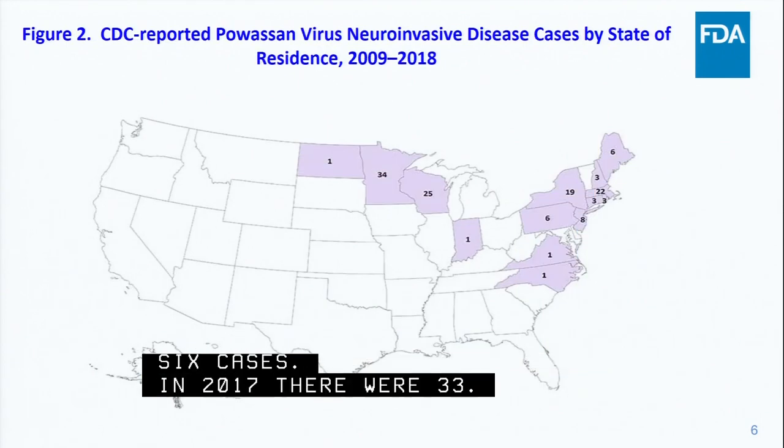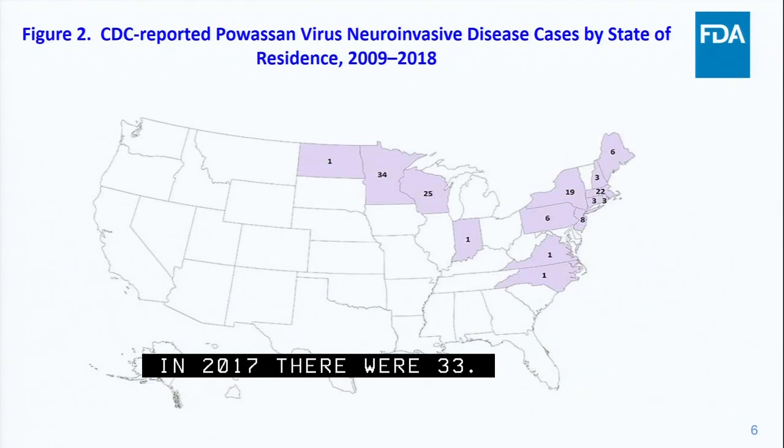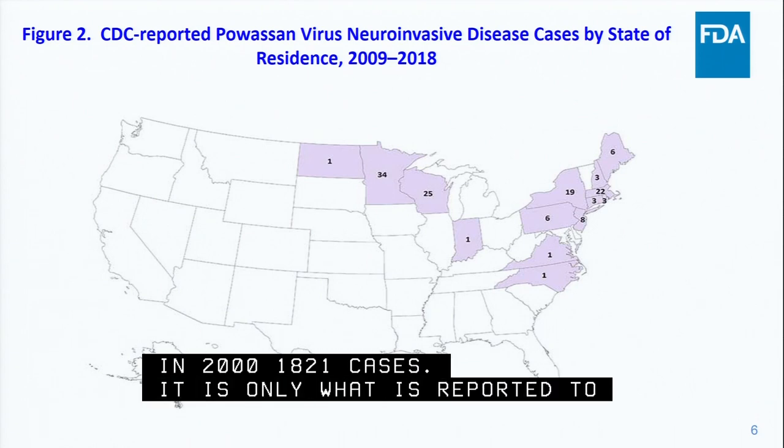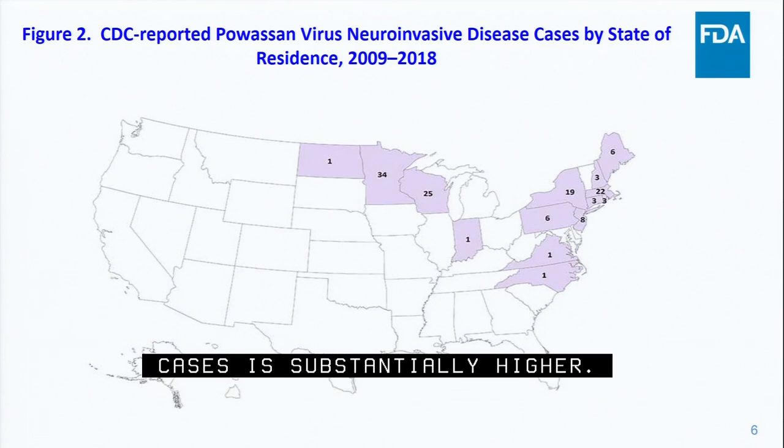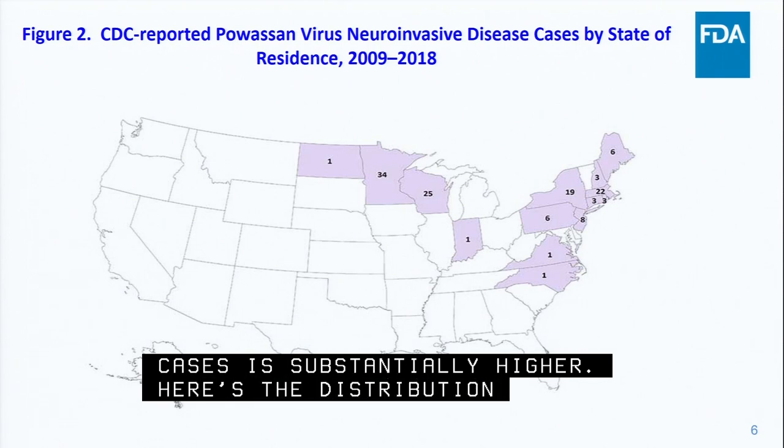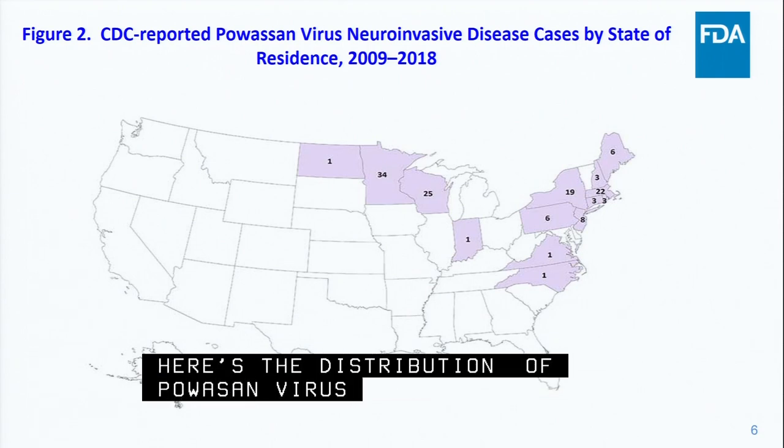And here's a distribution of Powassan virus disease across the United States. You can see here Minnesota and Wisconsin had the highest number of cases, followed by New York, Massachusetts and New Jersey. So you can see the spread is in the Northeast and the Midwest, Great Lakes region.